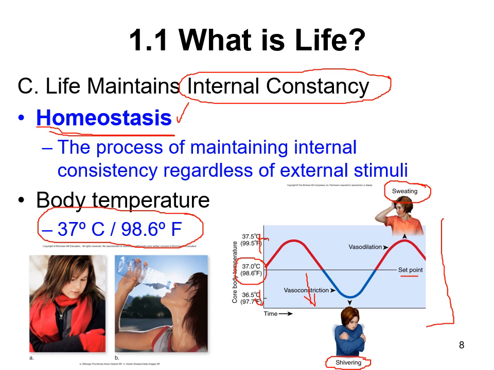So internal consistency is homeostasis. And once again, keep in mind that homeostasis simply says that there is a set point that we function best at. We are able to fluctuate a little bit up or down, but we should always average out right around our set point.